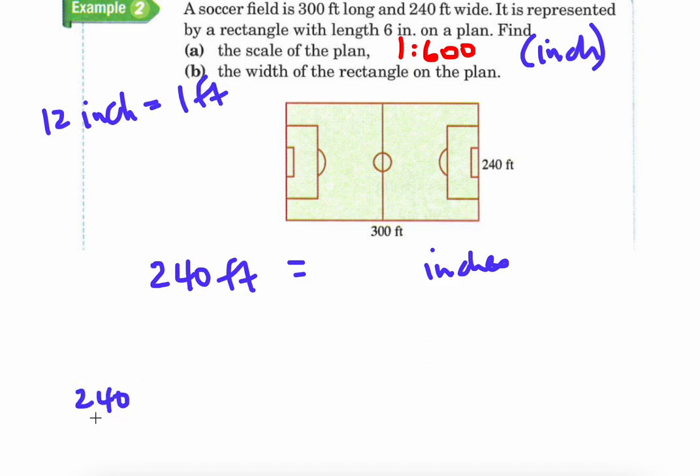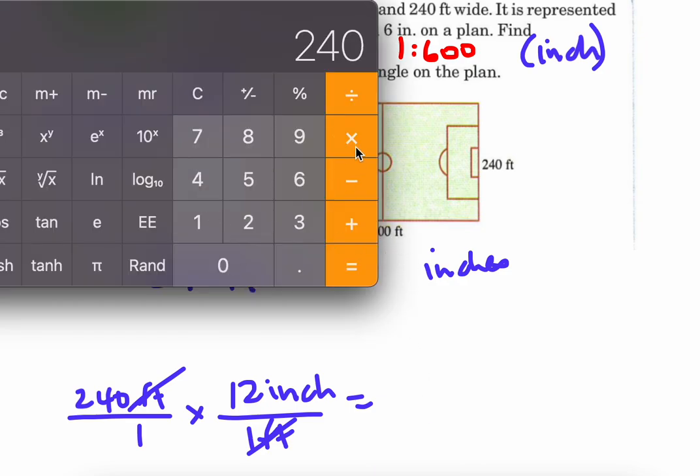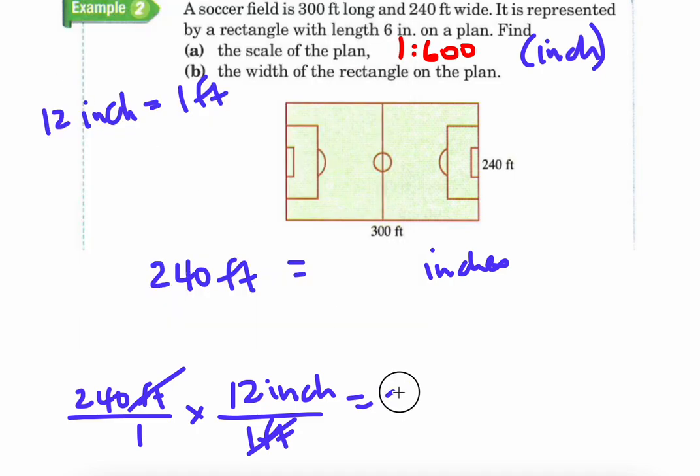So 240 feet over 1 times 1 foot on the bottom to cancel, and 12 inches on top. That'll be whatever 240 times 12 is. 240 times 12, 2,880 inches. Okay, so far all we did was just change our 240 feet into inches, because remember our scale uses inches, so we have to change it to inches so that it matches.